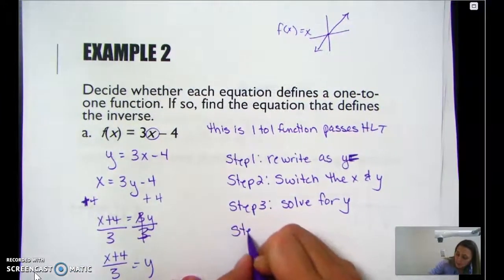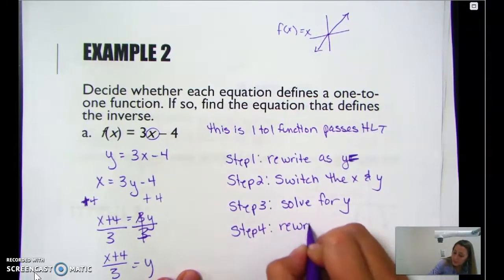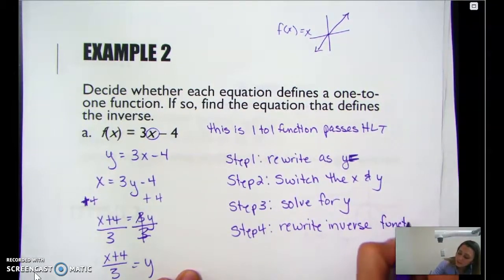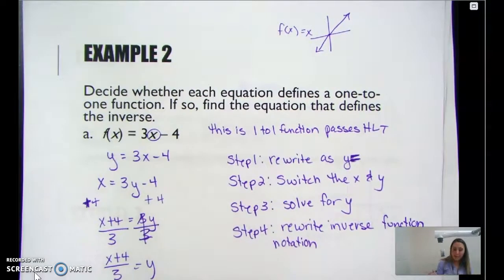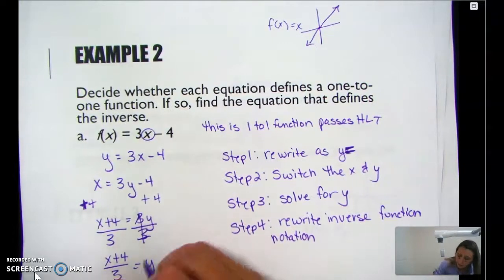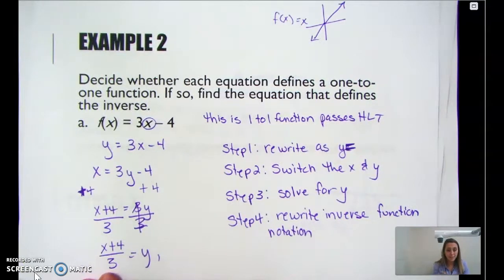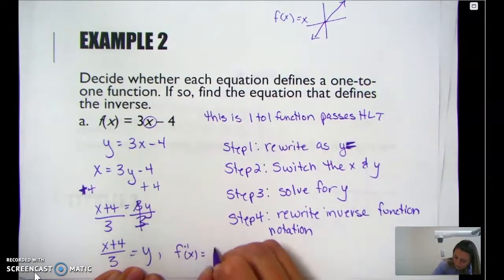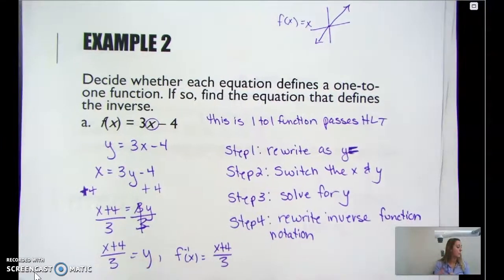So step 4 is rewrite in inverse function notation. I'm going to go ahead and rearrange it. Because it's an equal, I can write this on the right side and this on the left side. This function is f, and that is my final answer. So make sure you got that in your notes and hit pause.